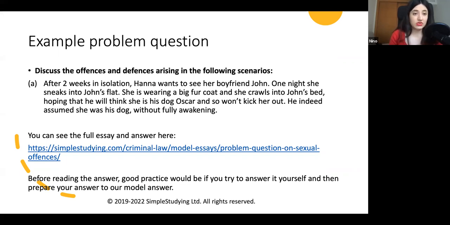This is just an extract from our example problem question on sexual offences. It's a first-class answer, so I suggest that you have a look at it on our website to see it in full, but we will discuss the extract, the first part of it now.